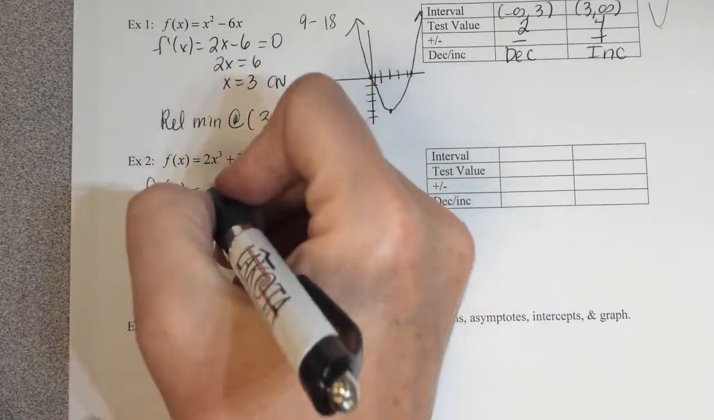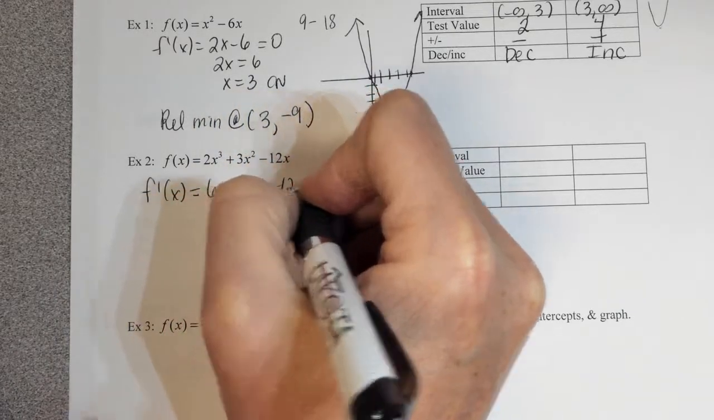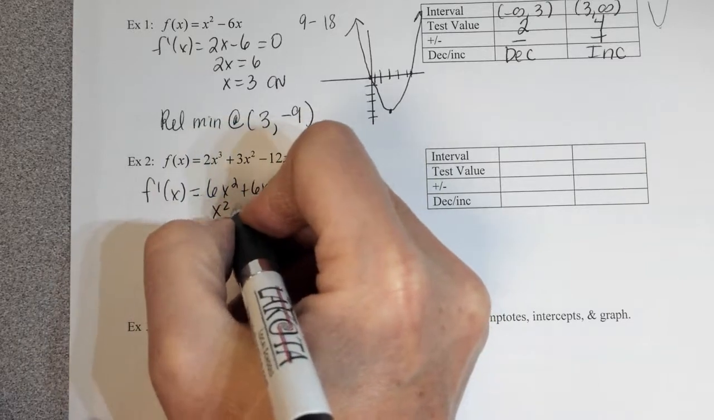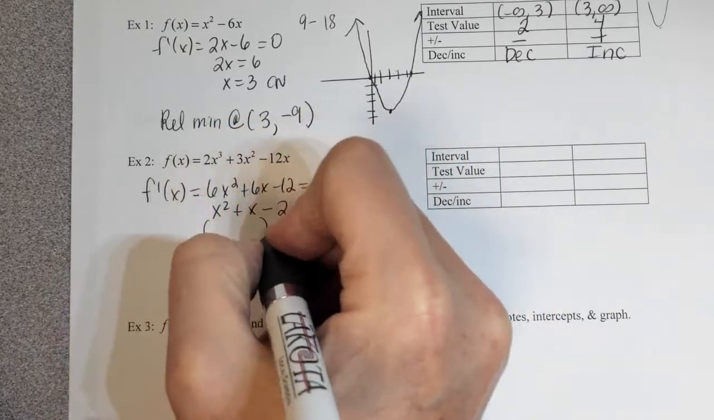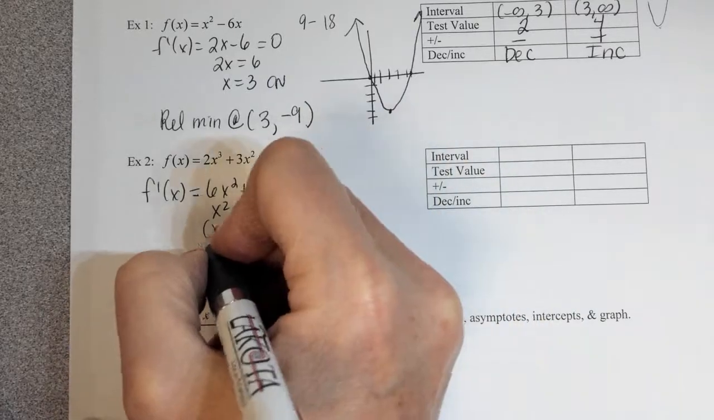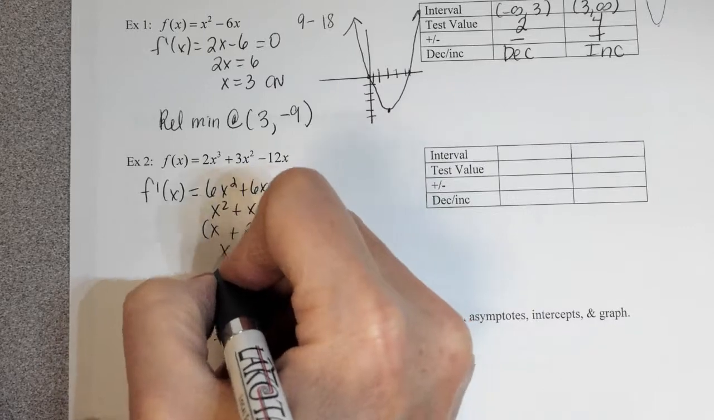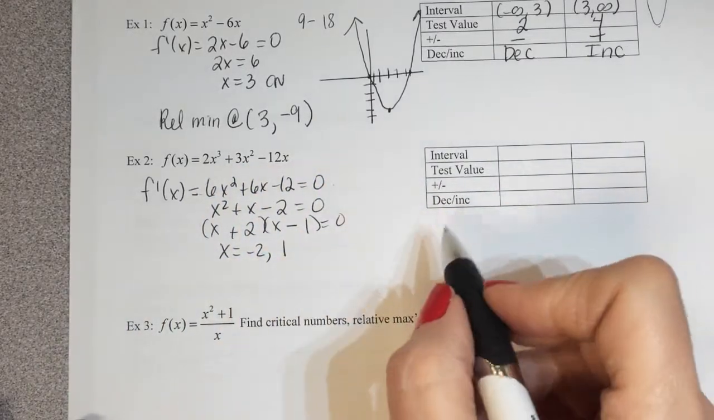Okay, taking my first derivative here, I'm going to have 6x squared plus 6x minus 12. Setting that equal to 0, I can divide the whole thing by 6. Set up my double parentheses. So here's what I get, negative 2 and 1. So now I have 2 critical numbers.